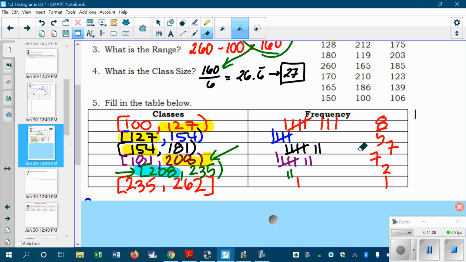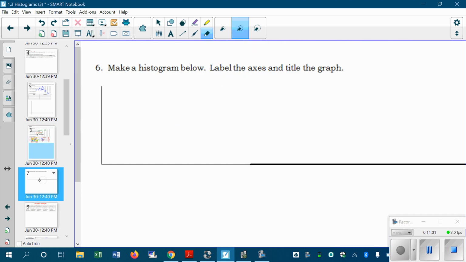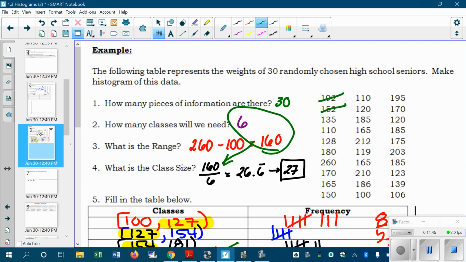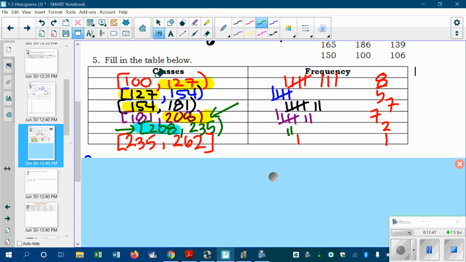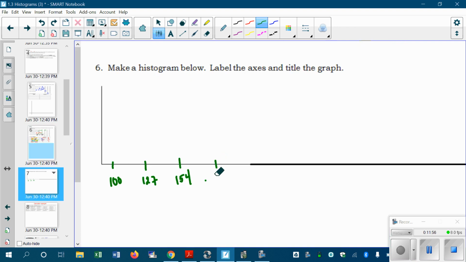Now, from that, you should be able to make a nice histogram. So on the bottom, you're going to write out what your classes were. Okay, where am I getting these numbers from? These exact numbers are right in here, right? What I figured out counting by 27. So 100, 127, 154, 181. Those same numbers are going to be what I use across here.